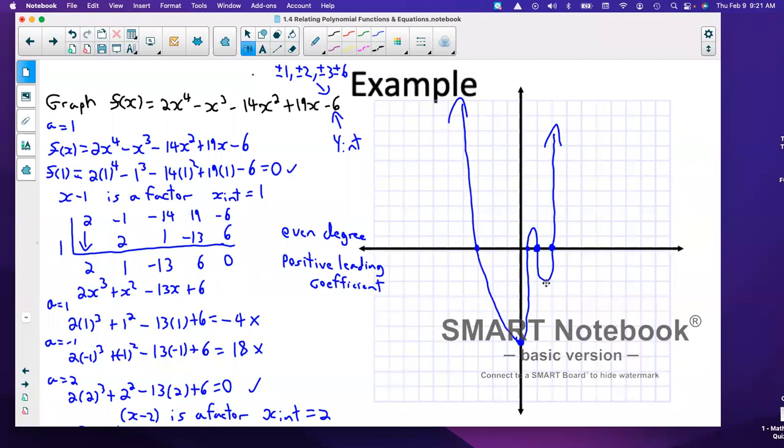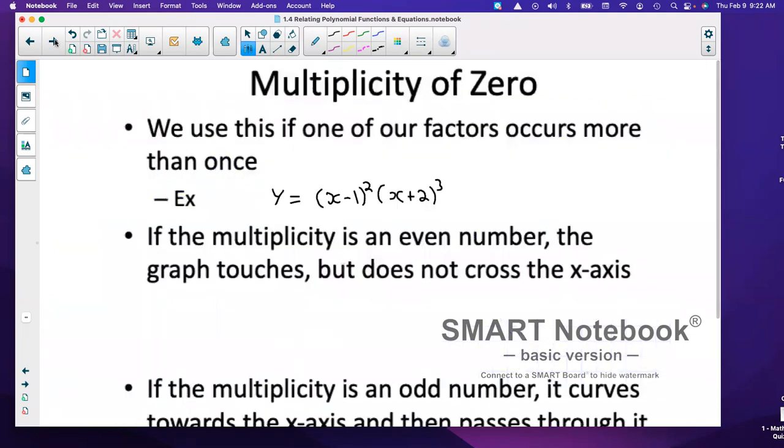So you'll notice in these examples so far that we've graphed, both for table values and factoring, the number of times it's changed direction has been exactly one less than our degree. Next, we'll look at situations where that is not the case.